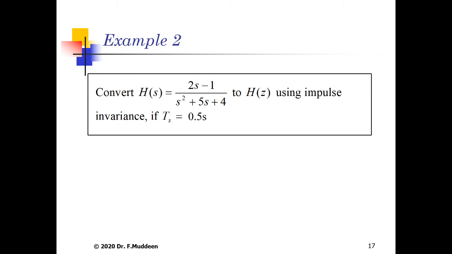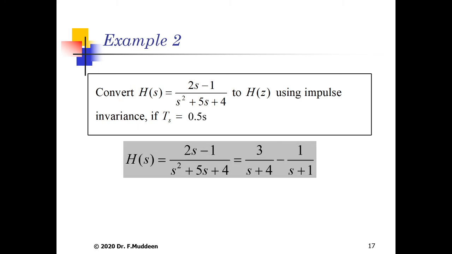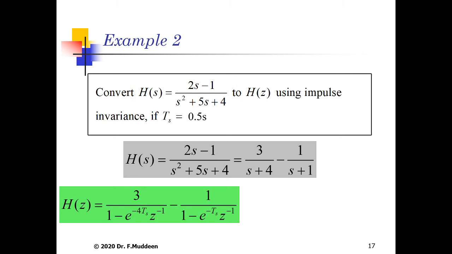So let's watch our second example here. We're going to be converting this H of s equation here to H of z using the same impulse invariant design technique, and we're also given a sampling time equal here to 0.5 seconds. So H of s here can be broken down into partial fractions as seen in this gray block, and then we can do the inverse Laplace transform to get it back into H of t. We then transform it back into H of n, and then we could transform H of n to H of z accordingly, and we could get this associated transform here.